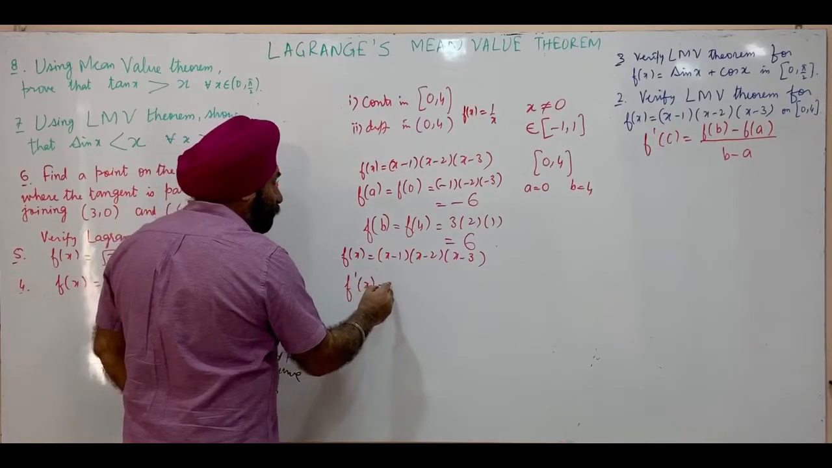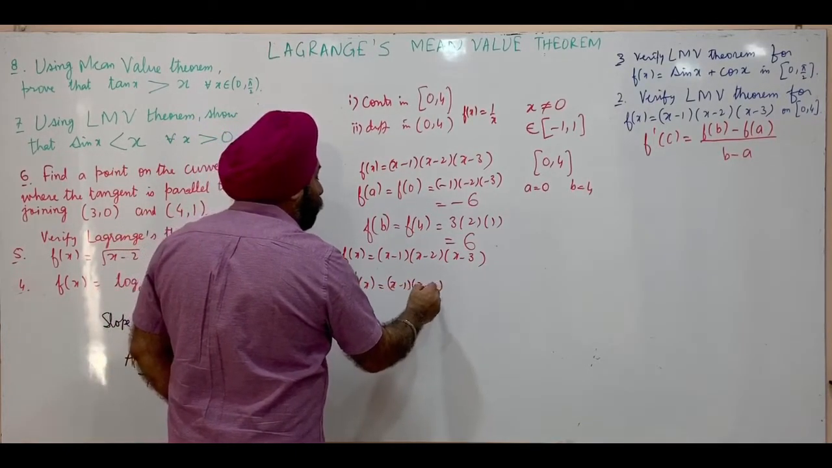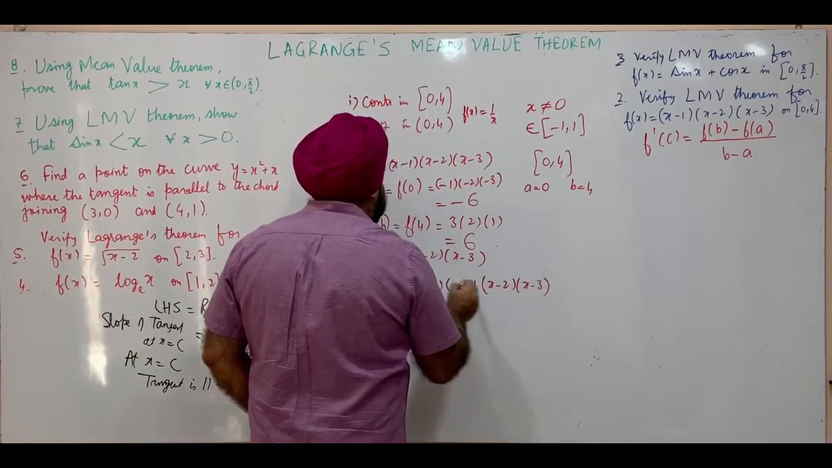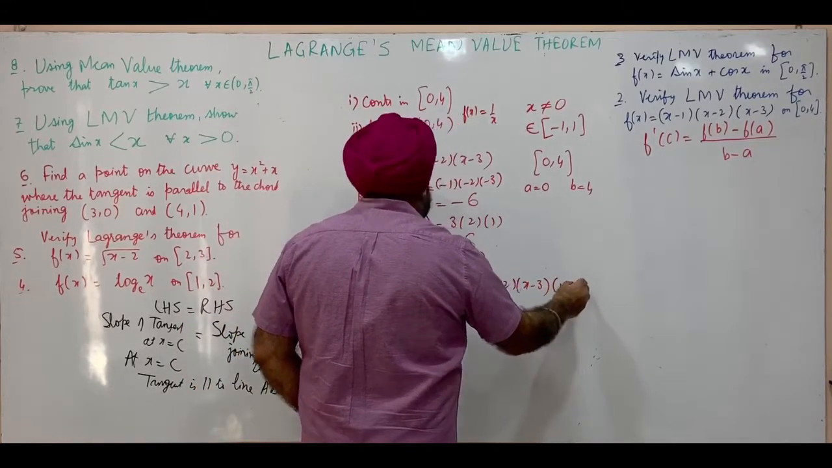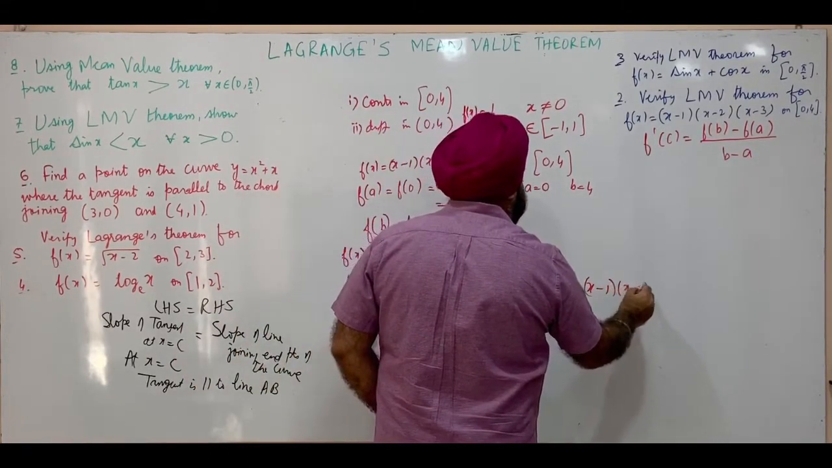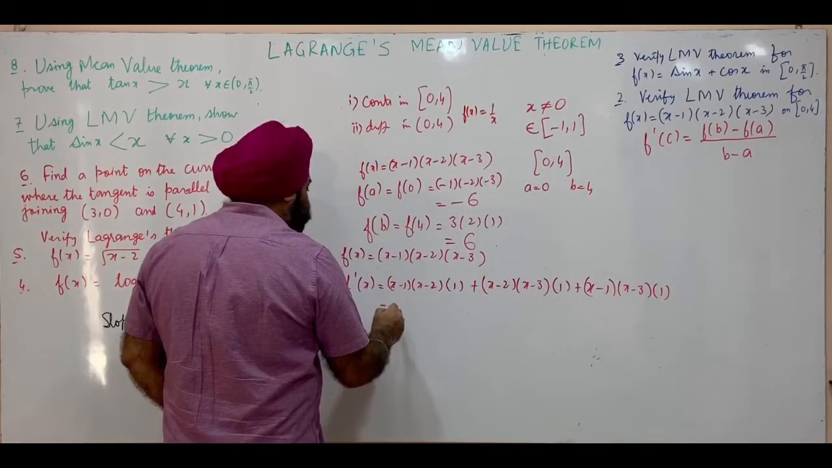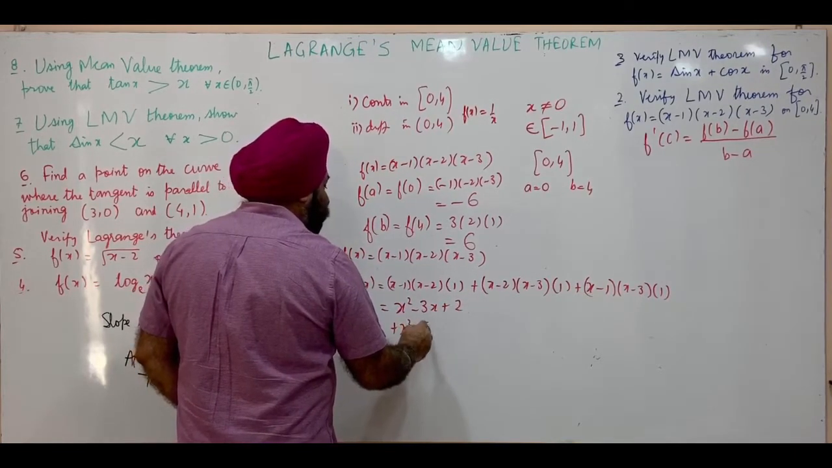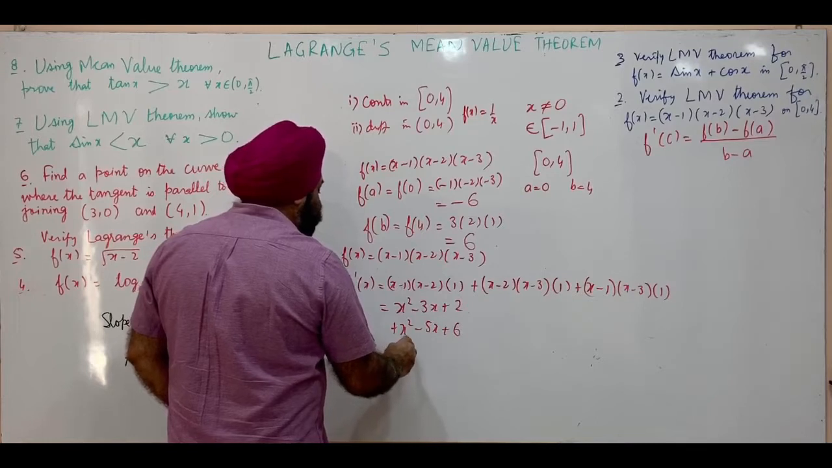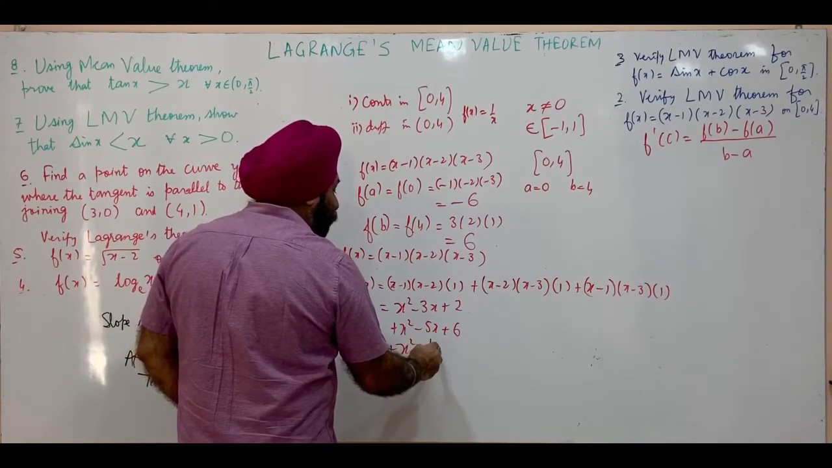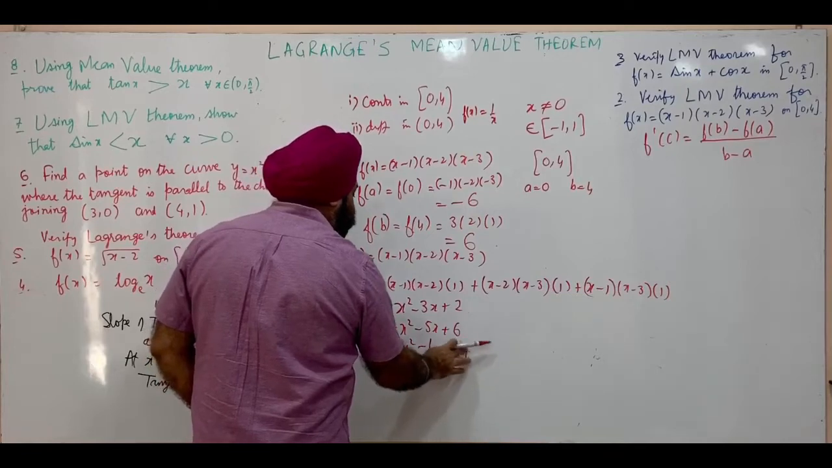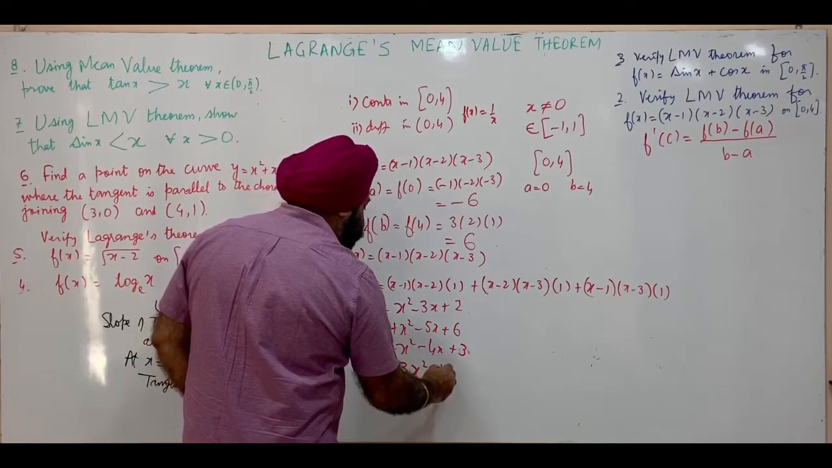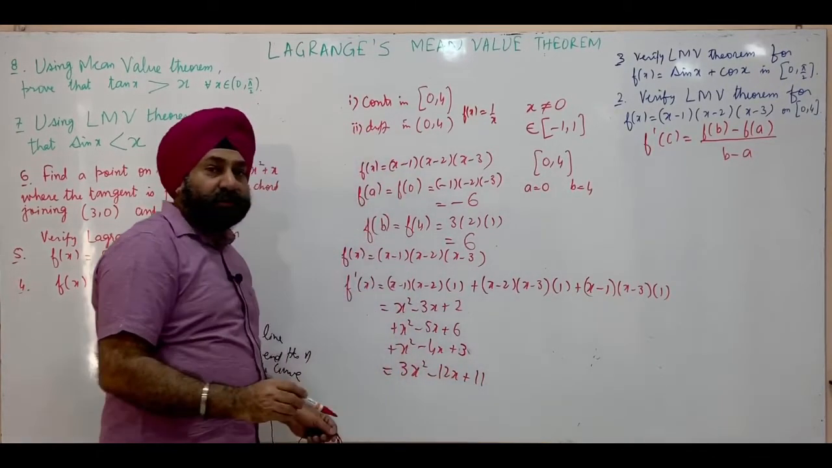So f dash of x will be first function into second into derivative of this, plus second function into third into derivative of this, plus first function into third function into derivative of second. So this is x square minus 3x plus 2, this is x square minus 5x plus 6, and this is x square minus 4x plus 3. So that's 3x square minus 12x plus 11. This is f dash of x.